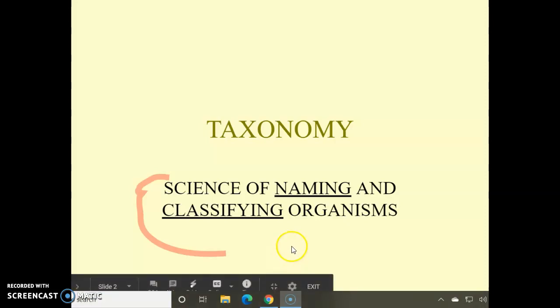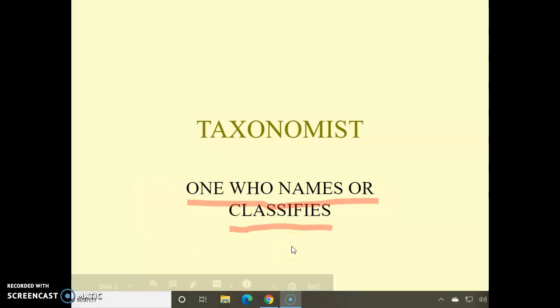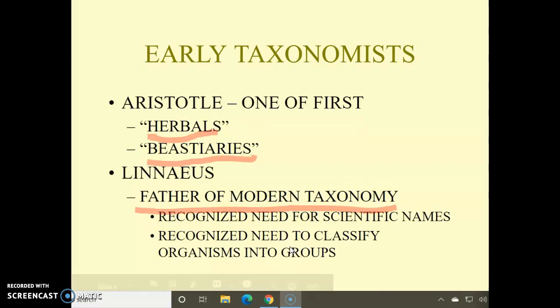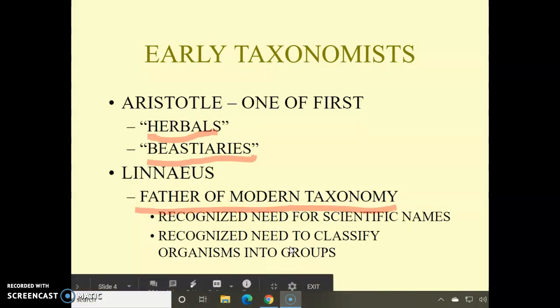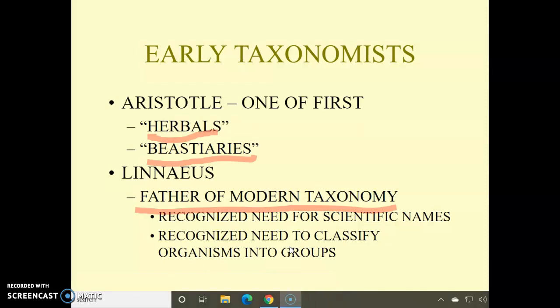Now, who were our early taxonomists? So what is a taxonomist first? So beside taxonomist, I want you to write one who names or classifies. One who names or classifies. Okay, and one of the first was Aristotle, and he only had two things at the time. All they could classify, all they knew about was what they could see, and that was herbals, which were the plants, and bestiaries, which would be the animals. And so those were his two classes, what he had.